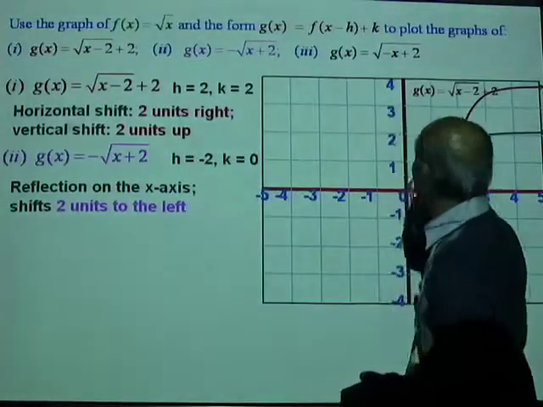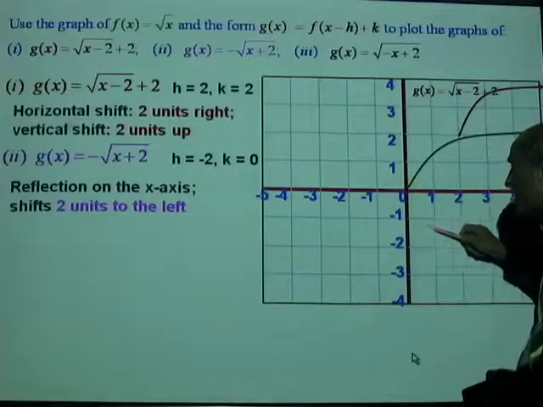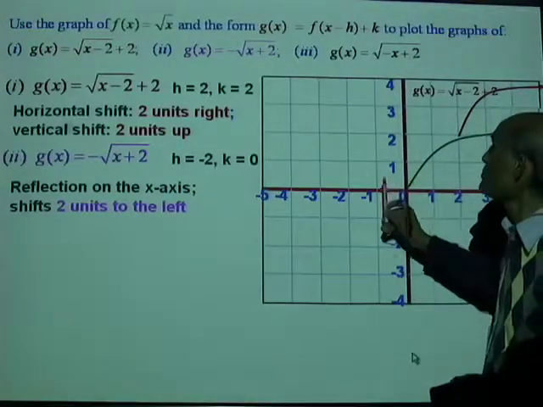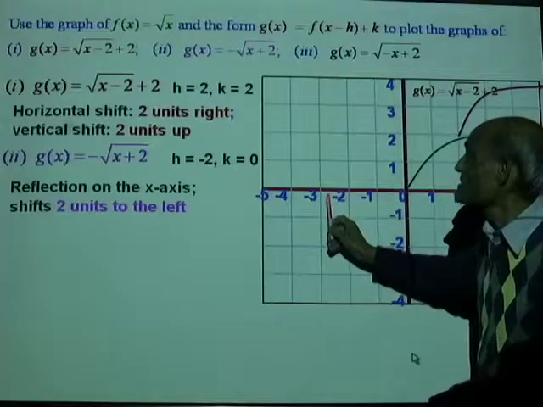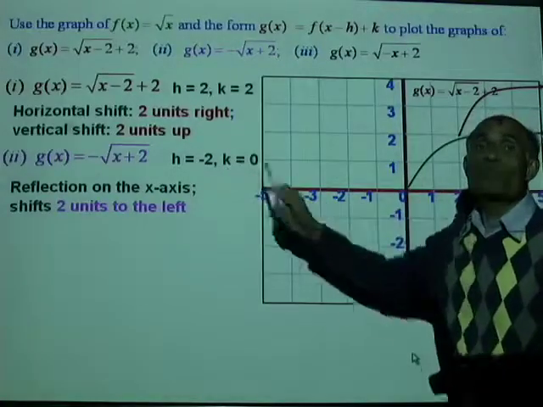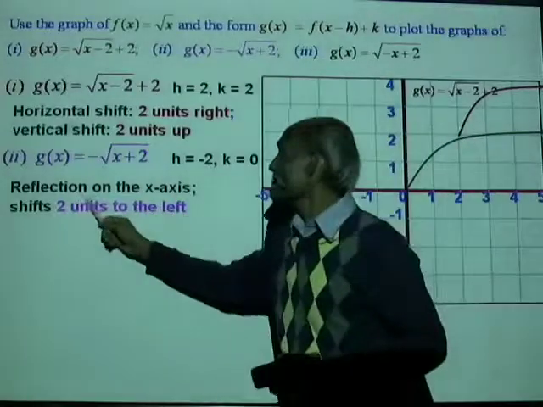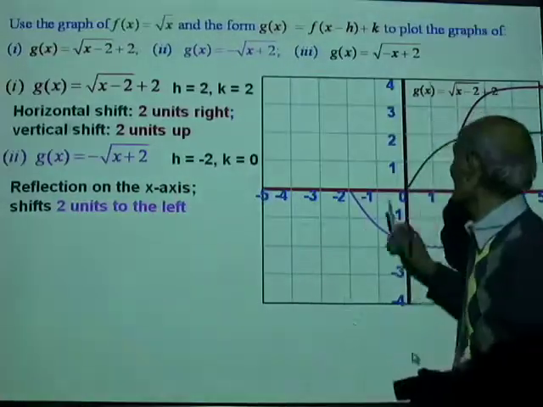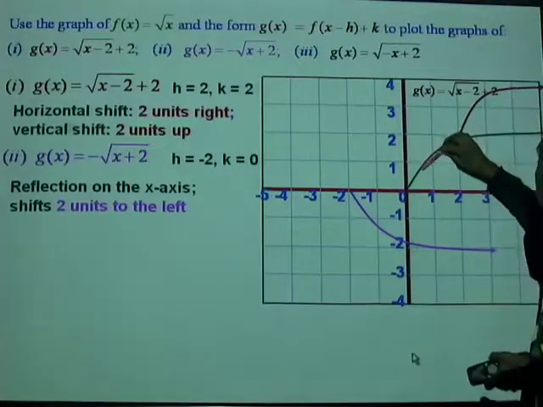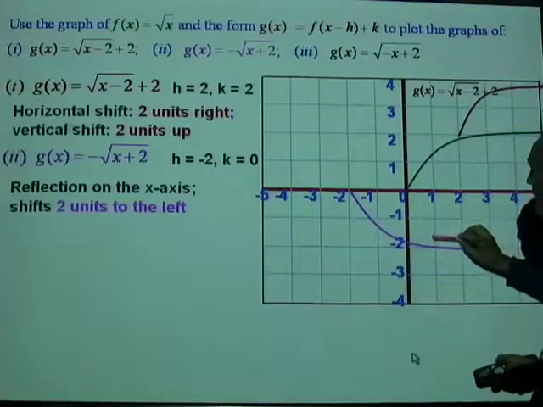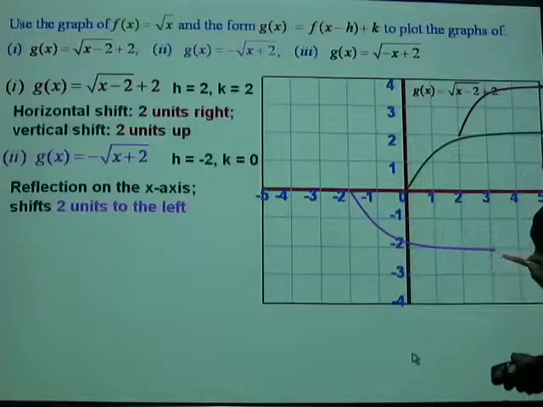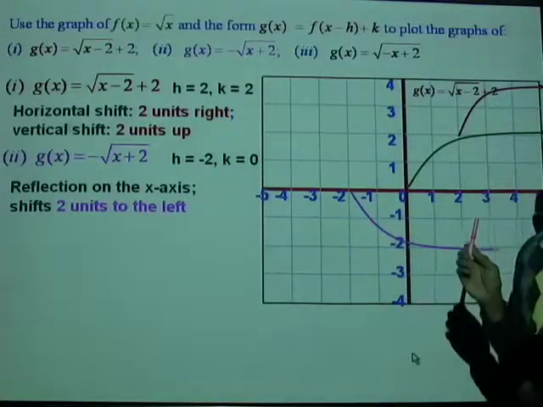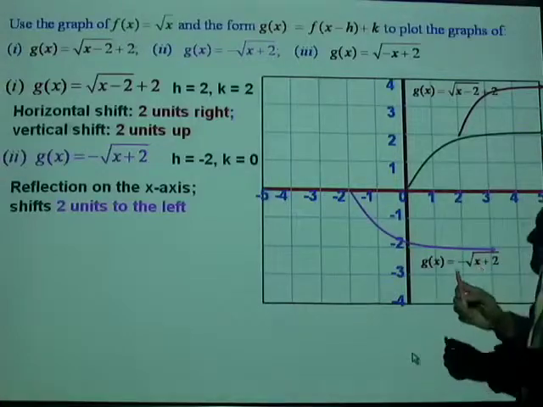So the basic graph will reflect on the x-axis and then shift 2 units to the left, and there is no other translation. So first of all, you reflect the basic graph on the x-axis. It will be like this, and then shift it 2 units to the left. There is the graph. Alright.